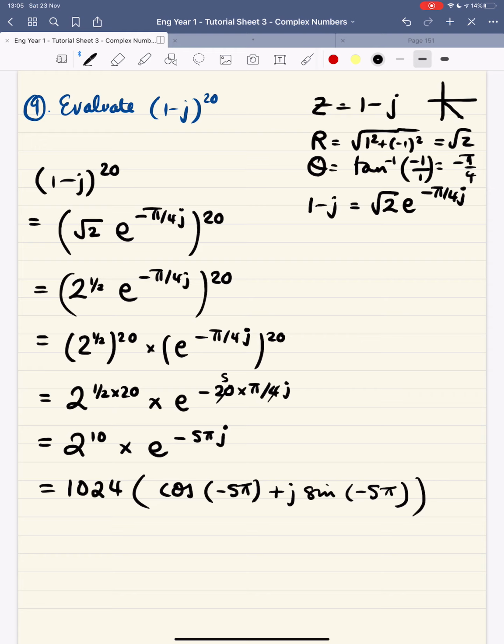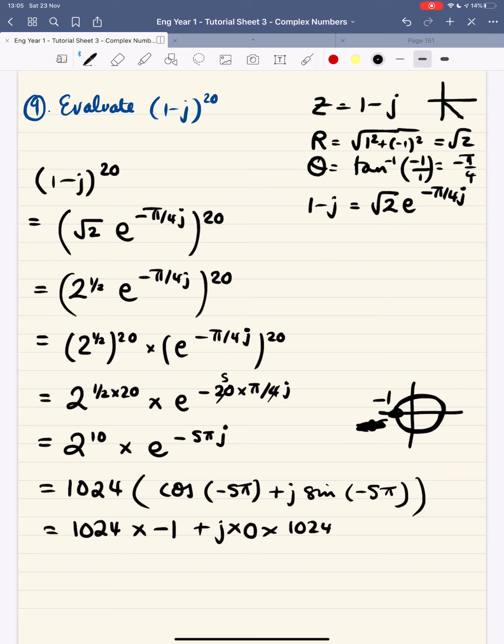Right, cos of minus 5 pi, let's think where that is. Minus 1 pi, 2 pi, 3 pi, 4 pi, 5 pi. So minus 5 pi is there. Cos is minus 1. So this is equal to 1024 times minus 1. And the sine of that is 0, plus j times nothing times 1024, but we didn't really need to put that in. So our final answer is minus 1024.